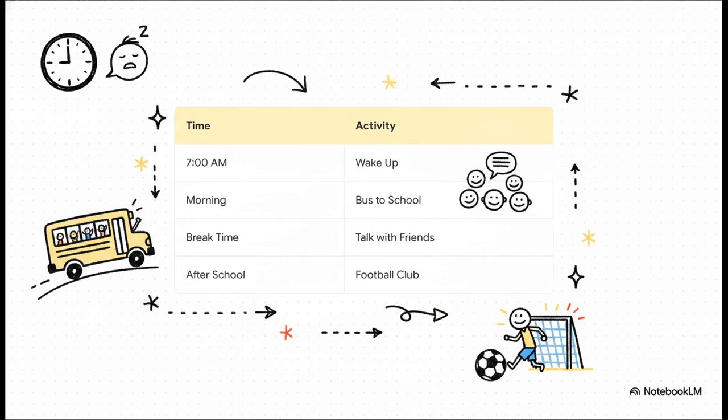He wakes up at 7 a.m., takes the bus to school, talks with friends during break time, and hits up the football club after school. By visualizing a timetable like this, students can easily map their own lives right onto the structure. They learn the vocabulary for time, transportation, and daily activities in a way that is incredibly practical.